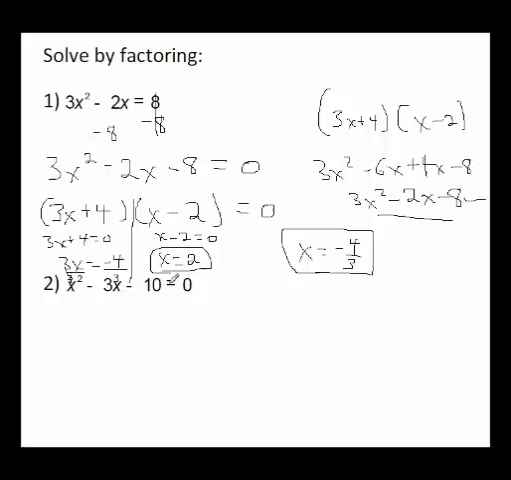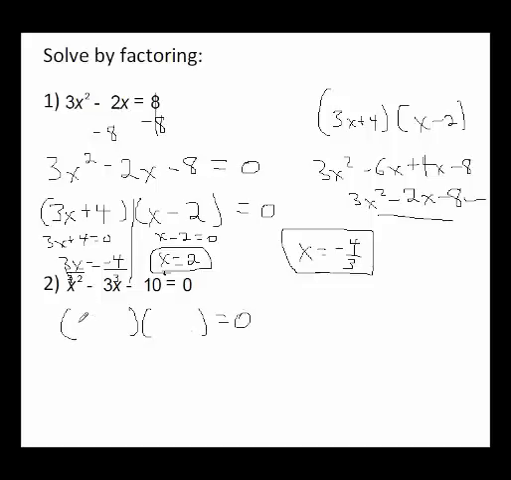Both of them, if you plug it back in, I'm not going to do it, but if you plug it back in, both of them will work to solve the problem. Either of these will work. Okay, let's try number 2. Number 2 is similar. X squared minus 3x minus 10 equals 0. This is actually a little simpler. Well, it's already equal to 0.